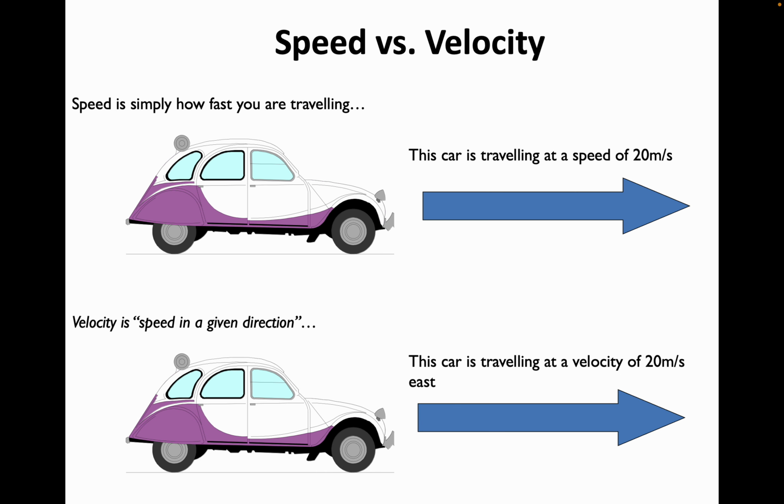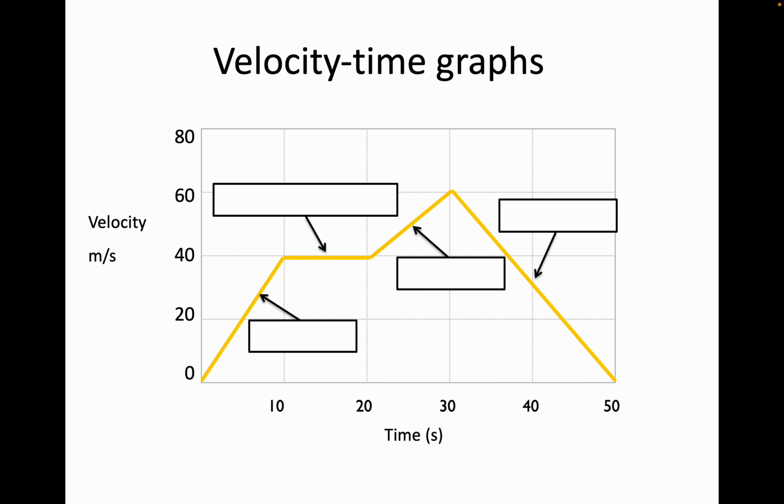Okay, and this car is traveling with a velocity of 20 meters per second, the same car, and it's telling us that it's traveling eastwards. So that would be a velocity, whereas the first one above, just the 20 meters per second, is just the speed. Okay? The second type of graphs they want you to know about is a velocity time graph.